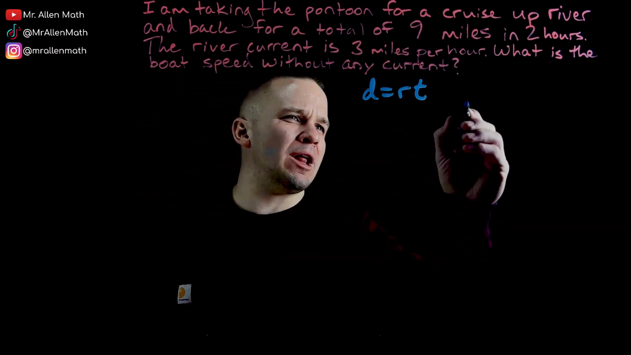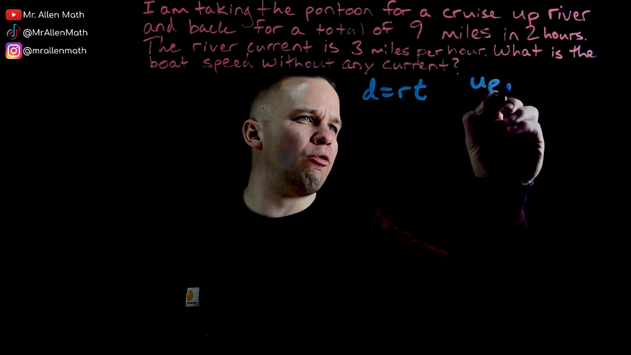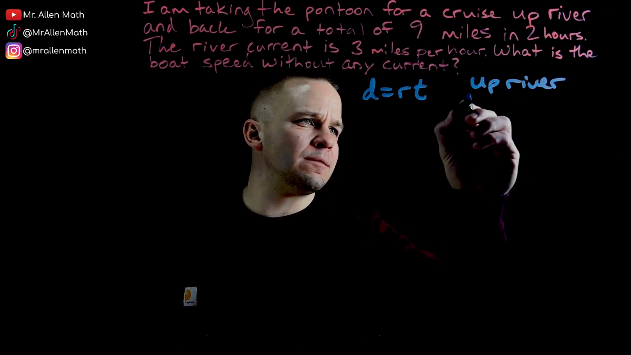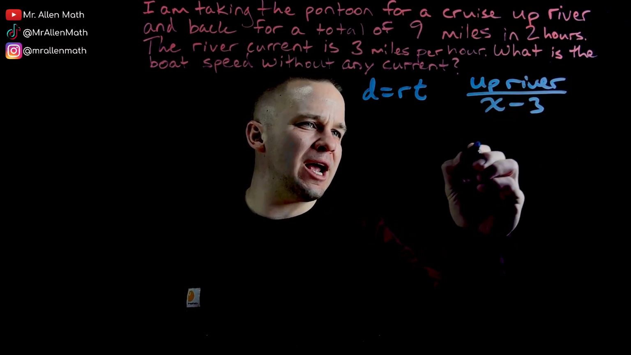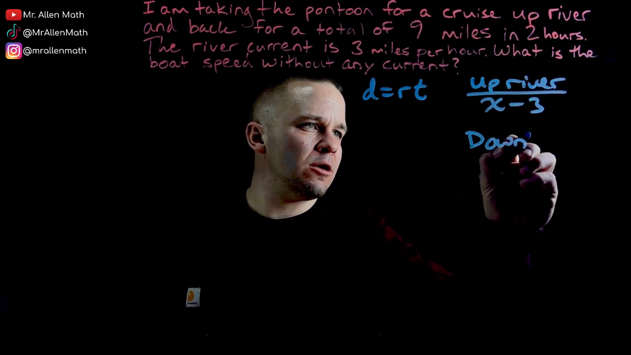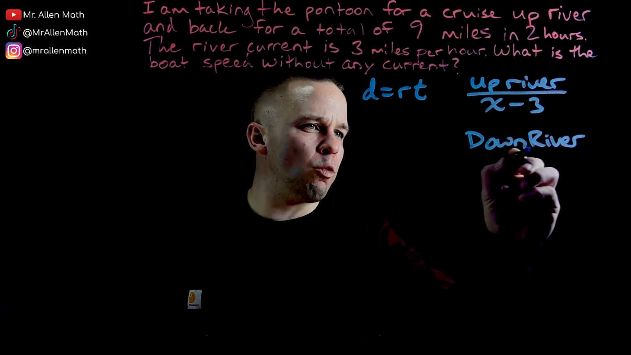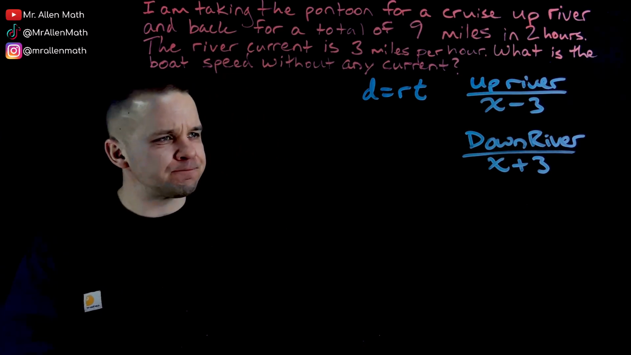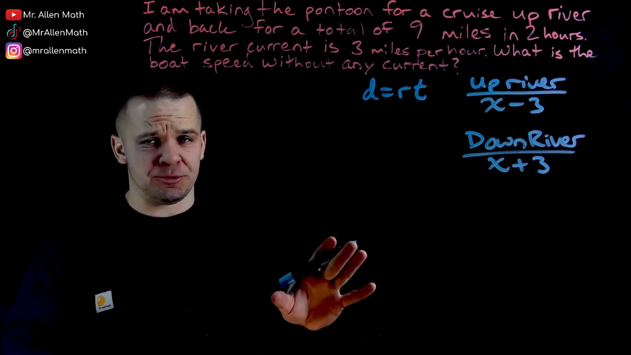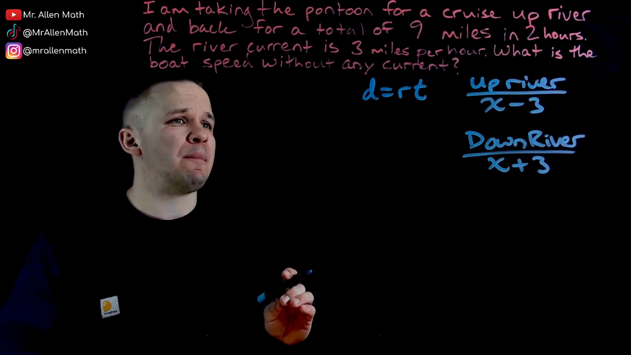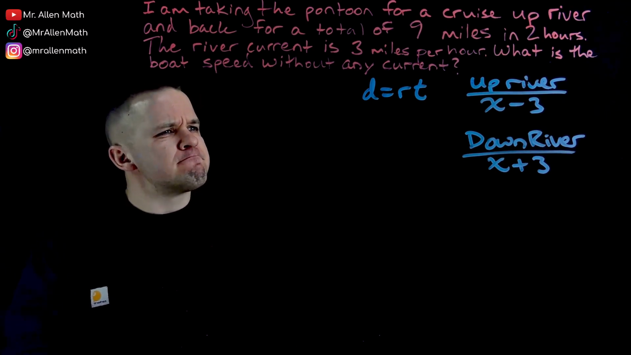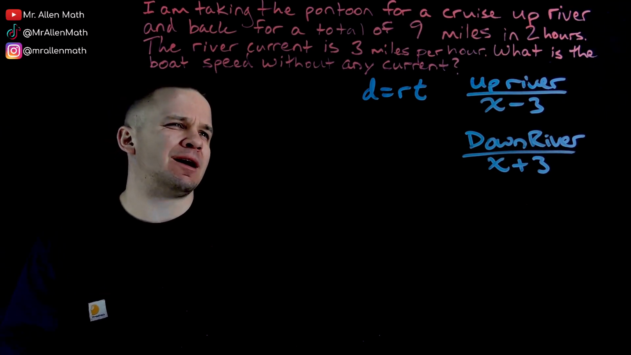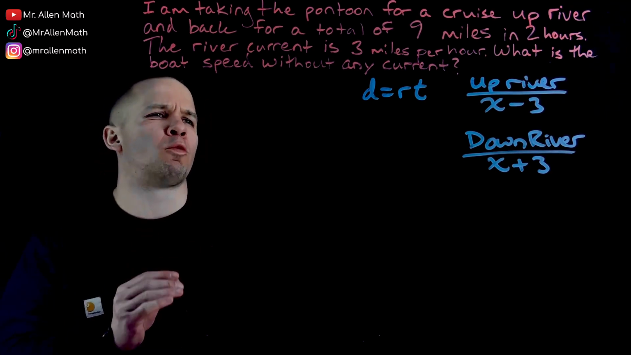So we can generalize this as, let's say, upriver we're doing x minus 3, and then downriver, that current is working with us, so it's going to be x plus 3, okay? Again, very basic Algebra 2 land. Nothing too crazy math-wise, all right? So maybe I could try and set up some kind of equations here, but I think I still need to do a little more work.